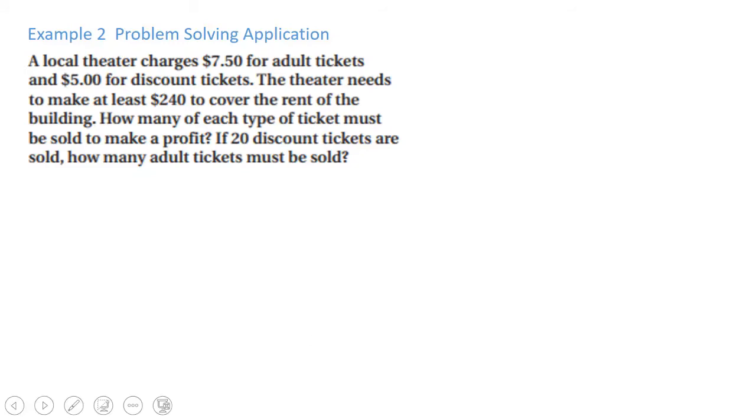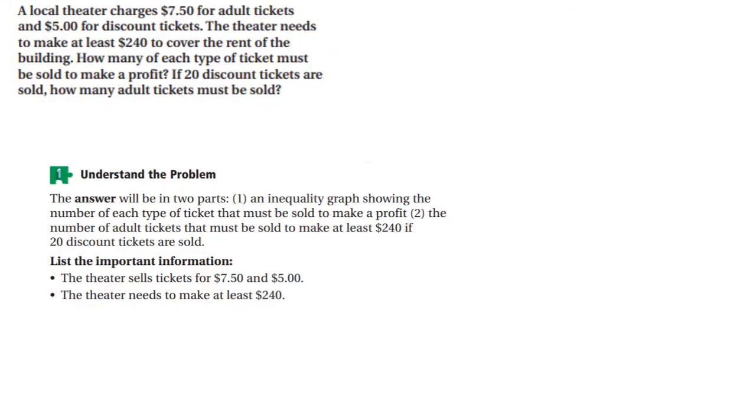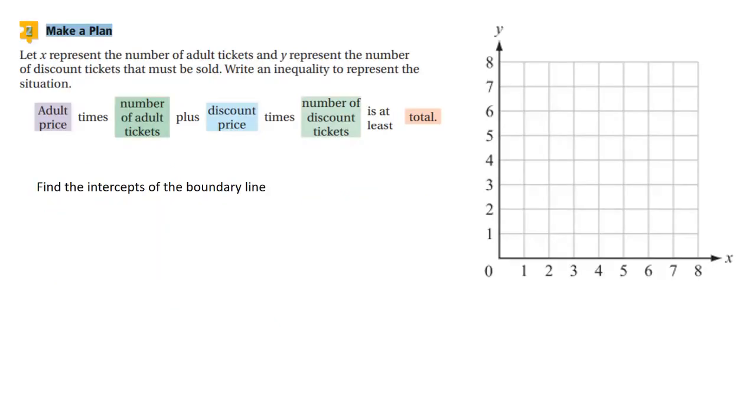Now, with this type of problem, you could have many different combinations to get there, and that's why making a graph is going to be so helpful to see what our actual numbers need to be. So let's turn the page here and look at some important information. The theater sells tickets at $7.50 for adults and $5 for discount, and the theater needs to make at least $240. So let's set up an equation to see if we can figure that out.